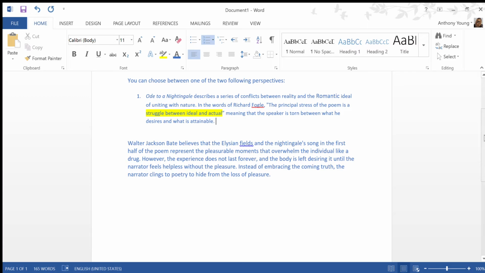So what you're probably used to doing is breaking down a prompt into several statements or several assumptions, key questions, and then planning a paragraph around each of those. Well, this is a bit different in that it only has one idea.